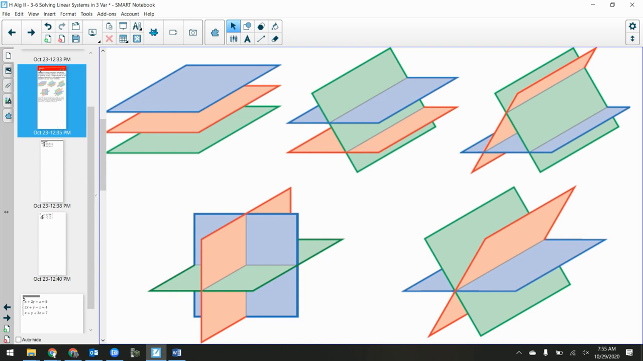So if I wanted to plot the point 2, 3, 1, that's a point in space. That's saying the x value is 2 and the y value is 3. So we're right here right now, and then it pops out at us 1 unit. So it would look like this.